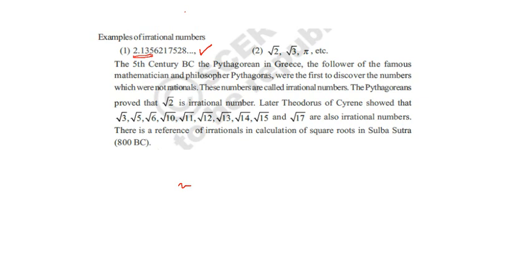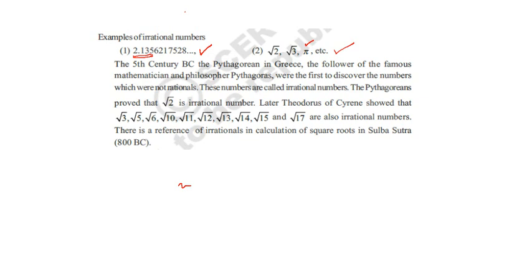And also here you may observe root 2, root 3, pi, etc. Root 2 we already discussed. Root 3 was also written in the previous example. And one more thing is pi. Pi is also an irrational number. We will discuss pi in the next class: where it is used, what is meant by pi, and why we can say pi is an irrational number.